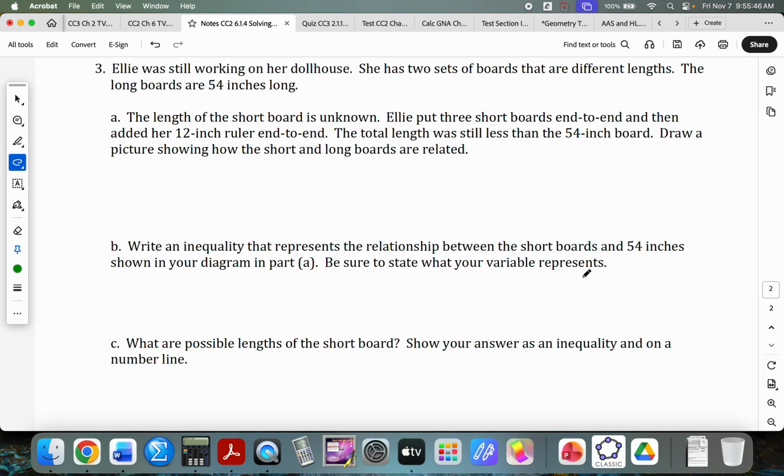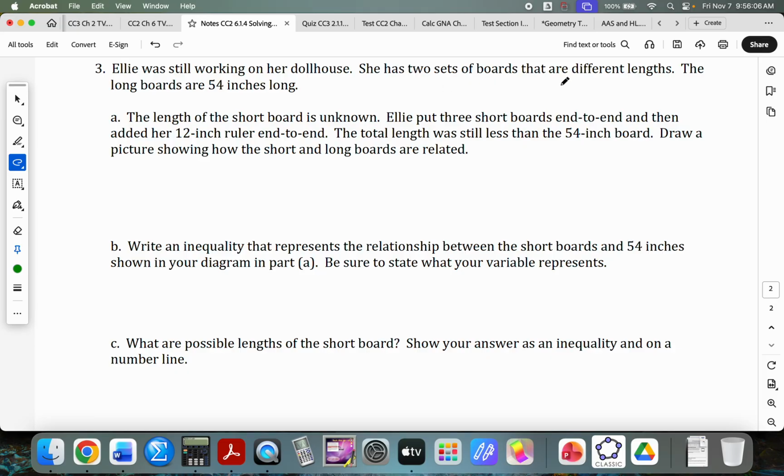We have looked at least once, if I remember correctly, at a problem where Ellie is building this dollhouse. Next time, go to the back so you're not walking in front of everybody. Thank you.